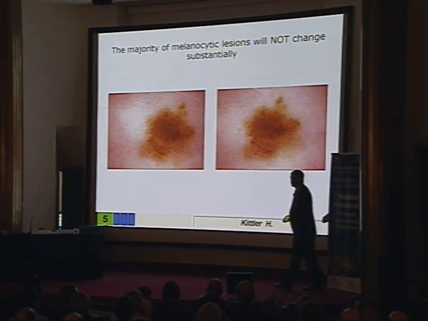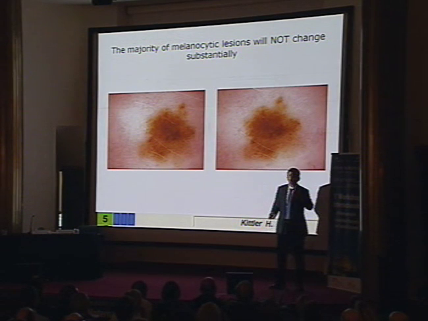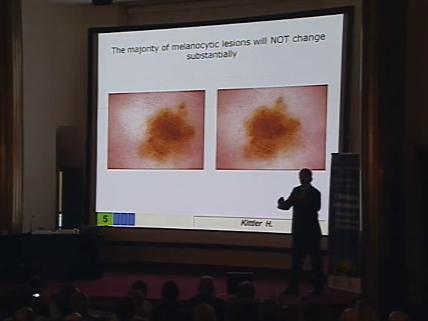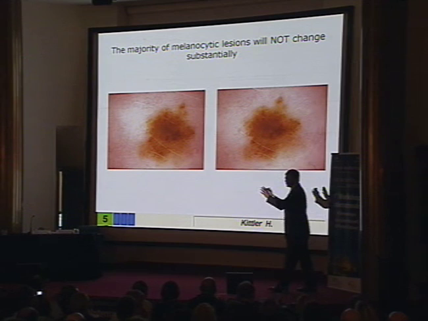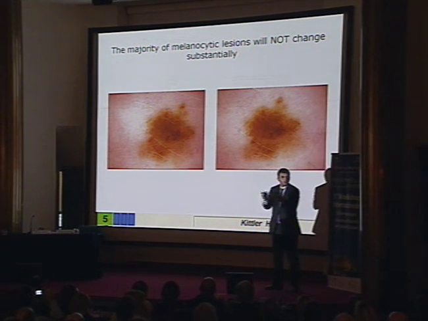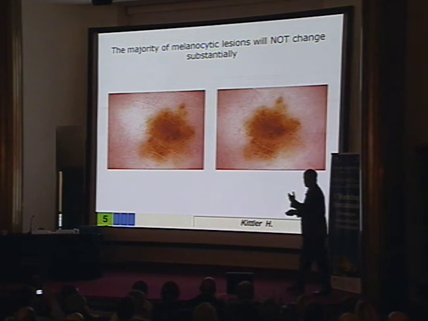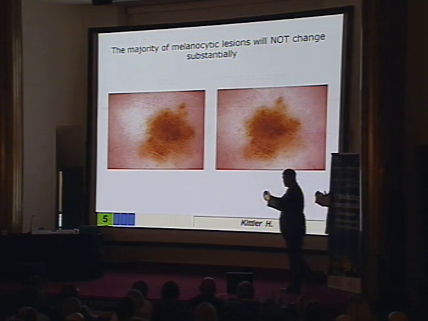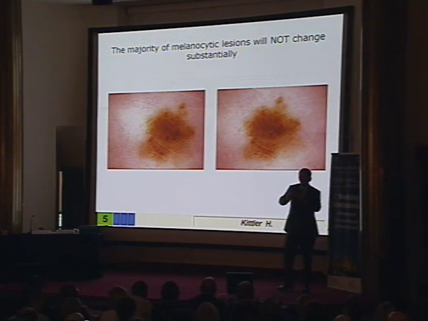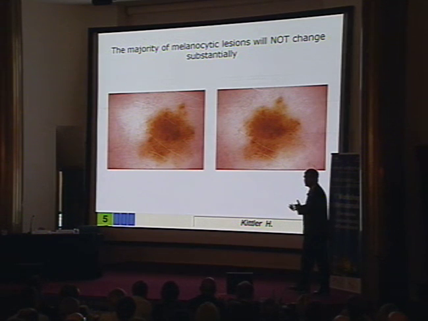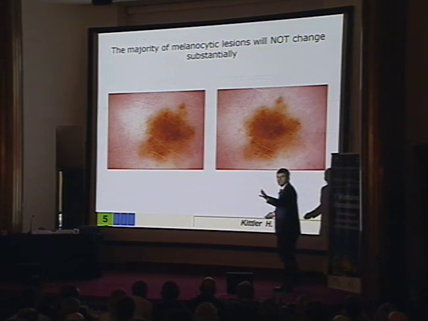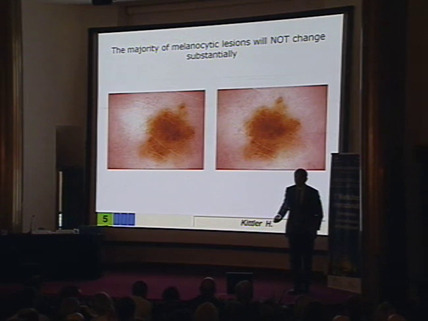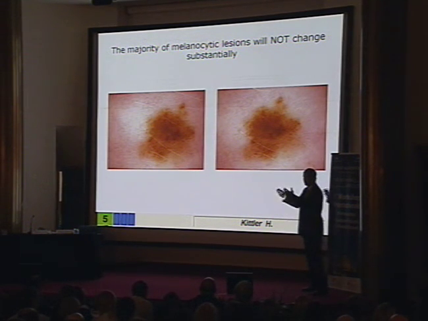Which changes can you expect in nevi? Well, the good news: most nevi, if you monitor them for 1 year or for a certain restricted period of time, will not change at all. They will remain stable. So you can differentiate between malignant neoplastic change and the nevus. Exception, children, of course. We do not monitor children with digital dermoscopy because everything changes.